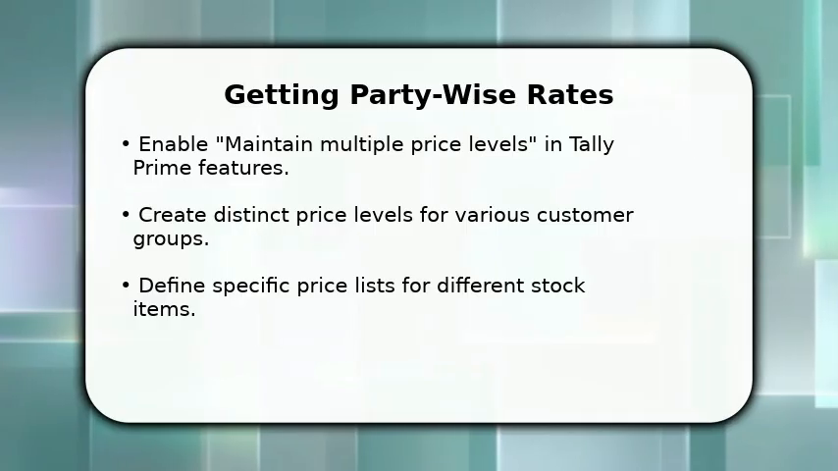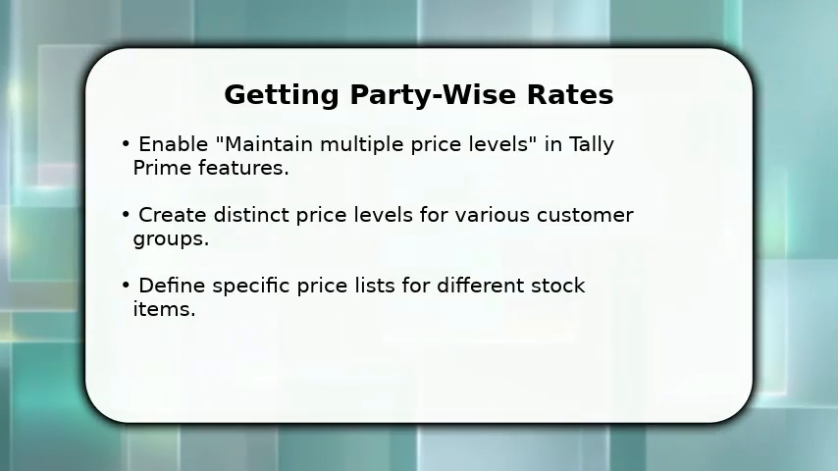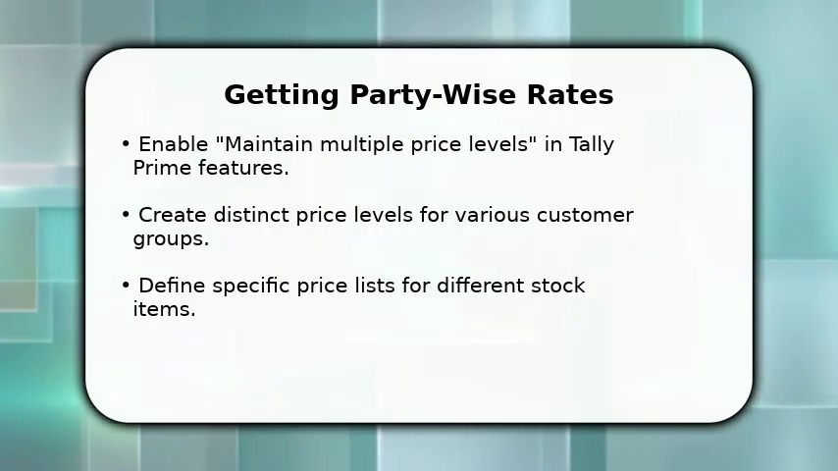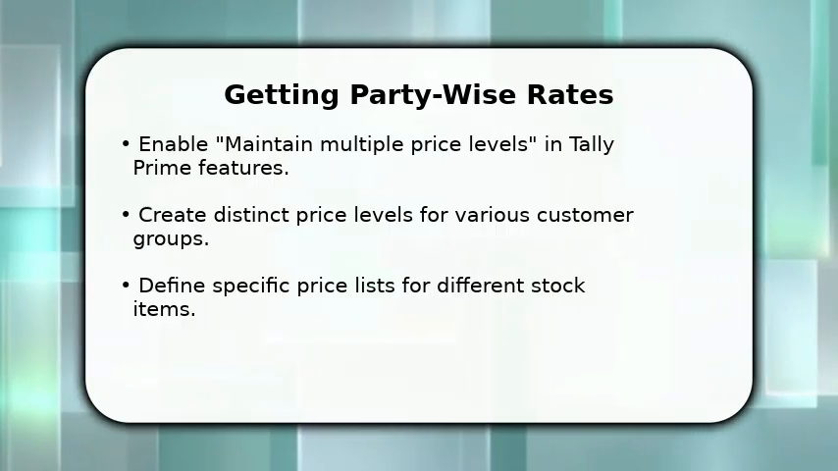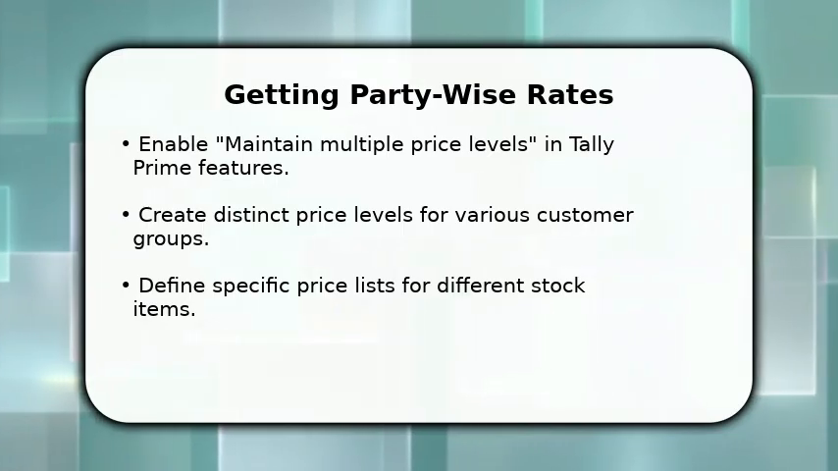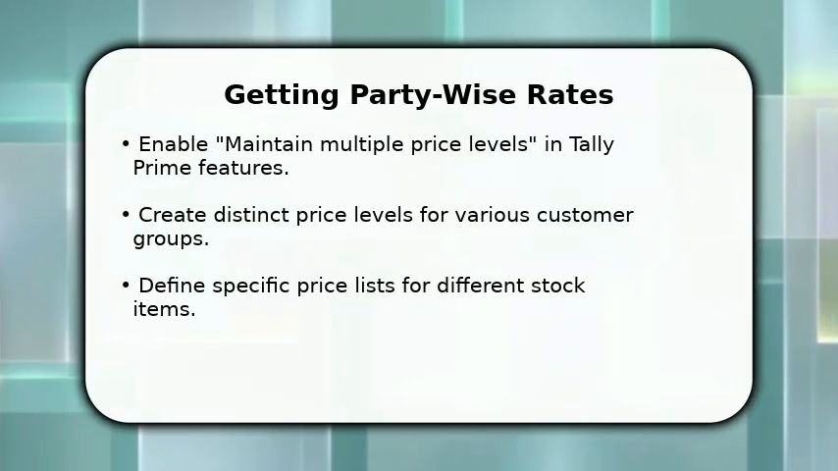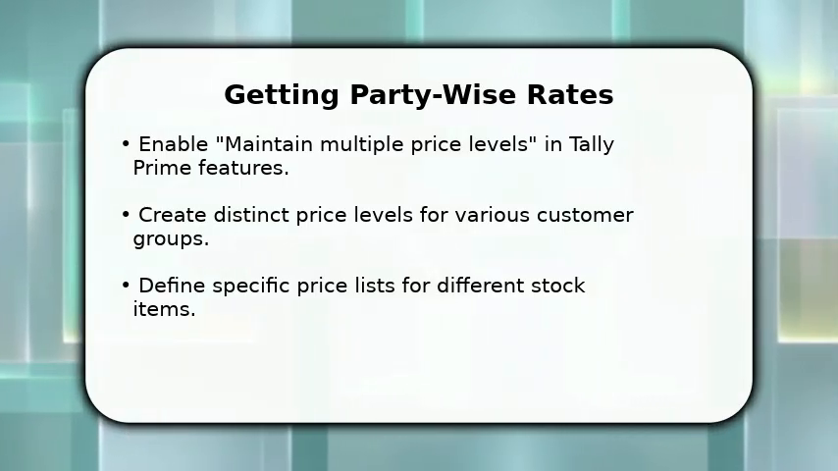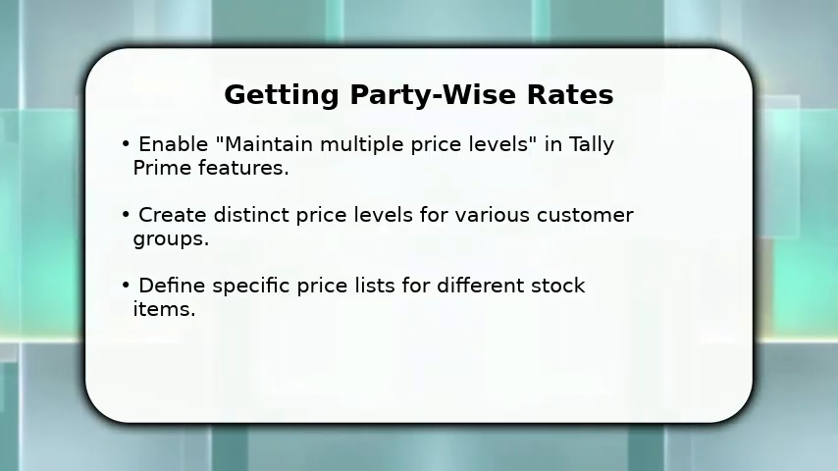In this video, I will explain how to get party-wise rates in TallyPrime. First, you need to enable the Maintain Multiple Price Levels feature within TallyPrime settings. This crucial step allows you to categorize your customers and products. Next, create distinct price levels, perhaps wholesale or retail, for different customer groups. Finally, define specific price lists for your various stock items, ensuring organized pricing.